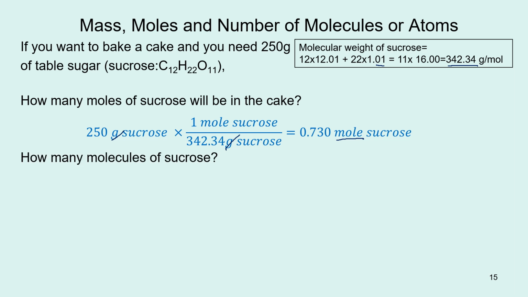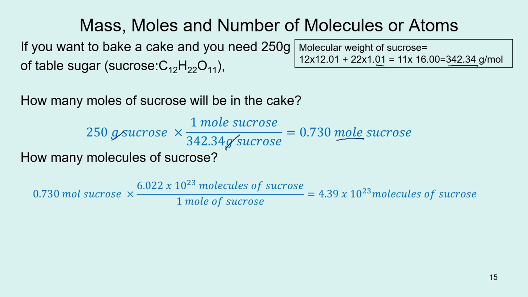How many molecules of sucrose is this? Well, I can take the 0.730 moles of sucrose, and there's 6.022 times 10 to the 23rd molecules for every mole. So again, my moles will cancel, and I'll have molecules. Don't cross it out, just underline it. Molecules: 4.39 times 10 to the 23rd molecules. All right, I have one more question for you.